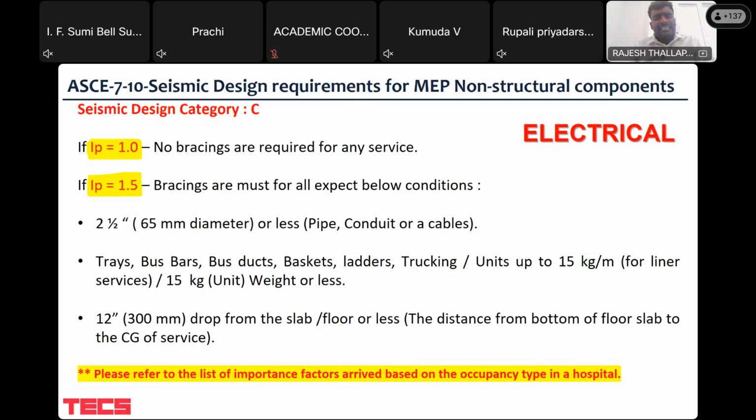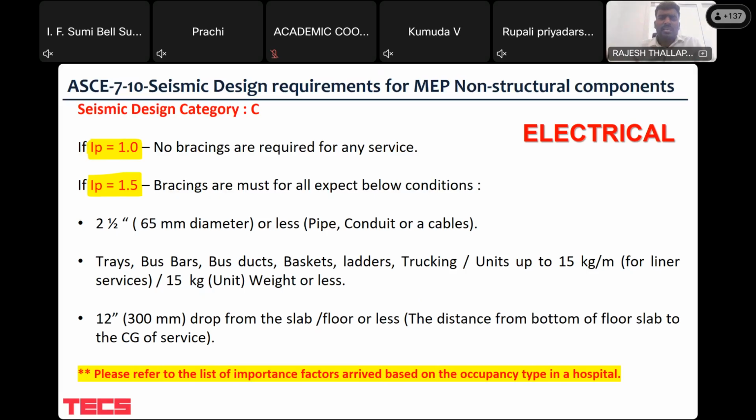If you take electrical as an example, if any of the equipment or any of the service in a building has a weight less than 15 kilogram per meter, or per individual unit, I'm talking about a cable which is running across the building, so if the per meter weight is less than 15 kg, you can completely avoid providing a seismic brace.